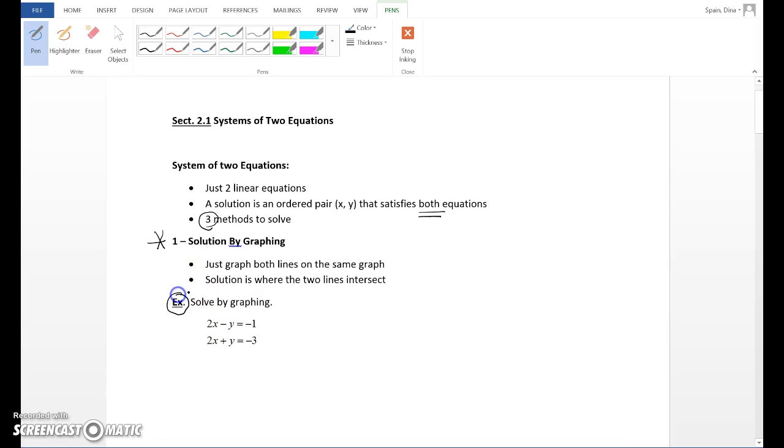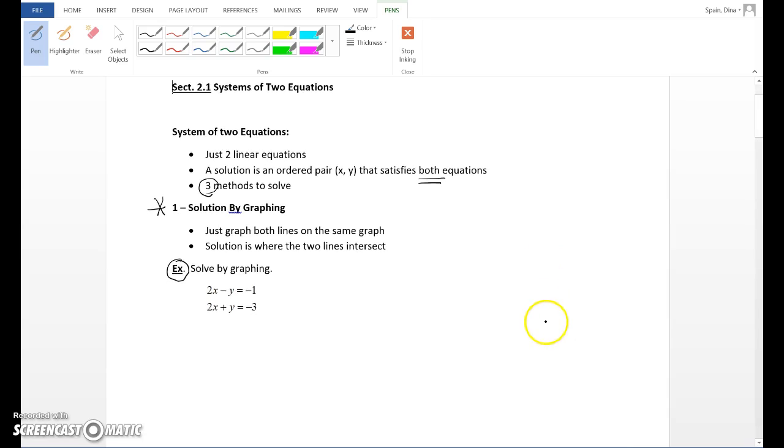Alright, here's the first example. Let's solve this by graphing. We have these two equations. What we're going to do is graph them, and I'm going to draw a Cartesian coordinate system over here. But I am going to graph using the slope and the y-intercept. So let's solve this for y. I want to put it in slope-intercept form.